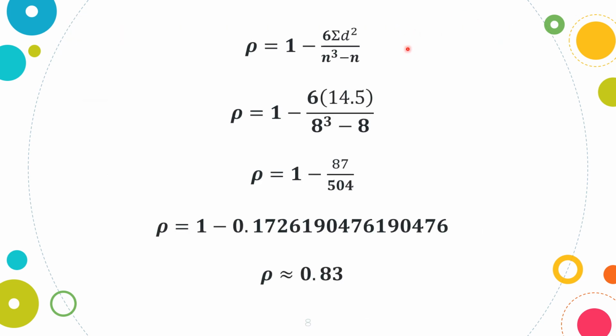Now we substitute the 14.5 and 8 to the formula. Okay, so we have this formula again. So 14.5 times 6 is 87. 8 cubed minus 8 is 504. Then, so 1 minus 87 divided by 504, it will give us approximately 0.83. Wherein 0.83 indicates a positive, very high positive correlation if you will go back with the interpretation. Yun ang gagamitin natin. Which means those who receive high rank from the first judge are also the candidates who receive the same high ranks from the second judge.